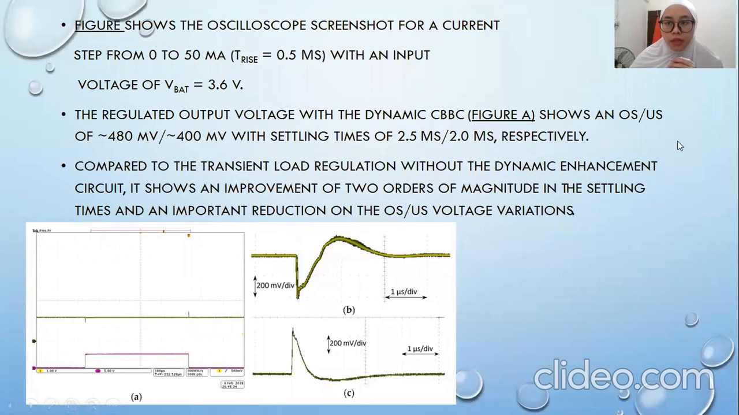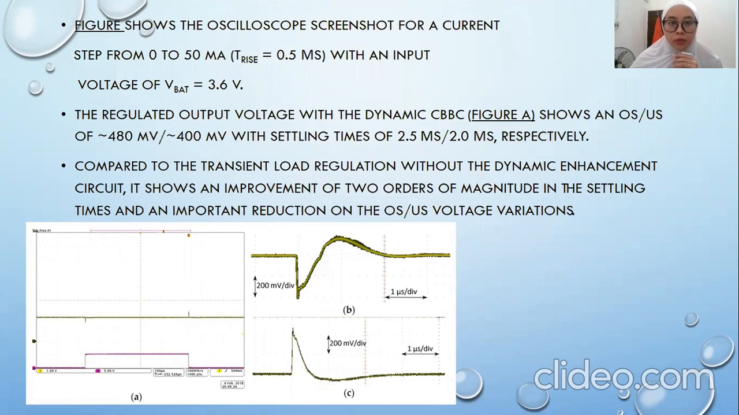So this is one of the example of transient response for magnetic fluid level switch. Figure shows the oscilloscope screenshot for a current step from 0 to 50 mA T-res 0.5 ms with an input voltage of V bat 3.6 volt.